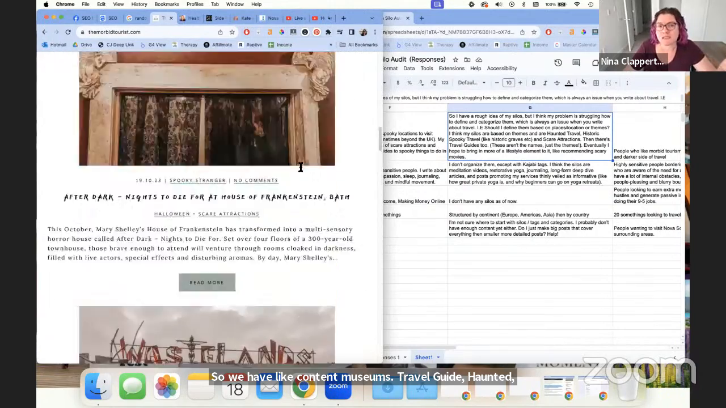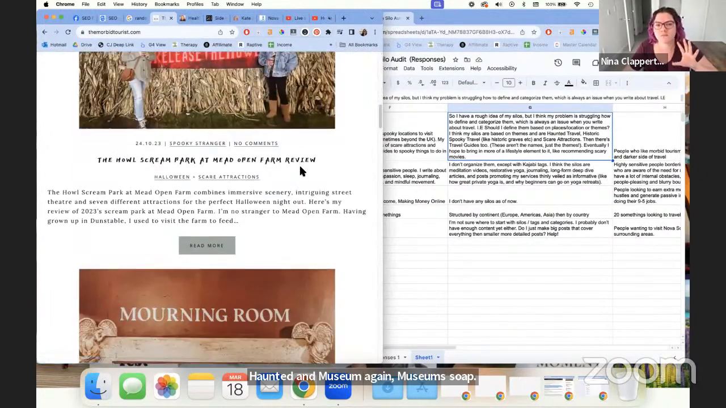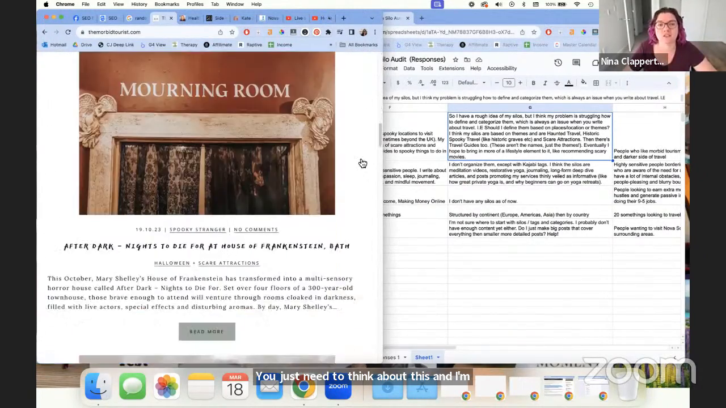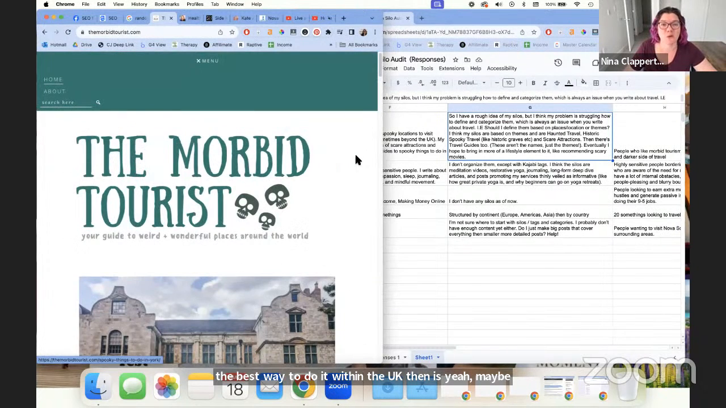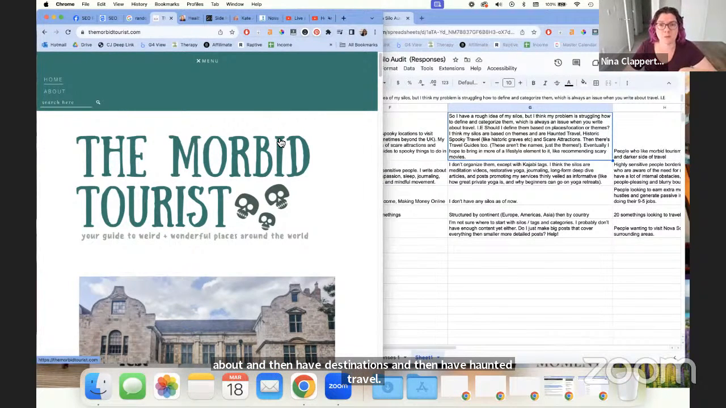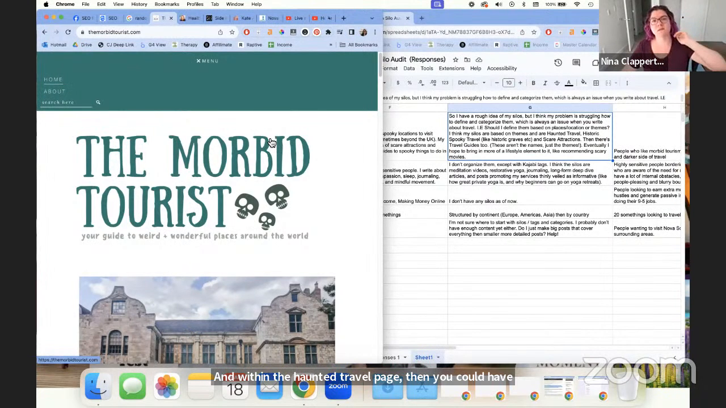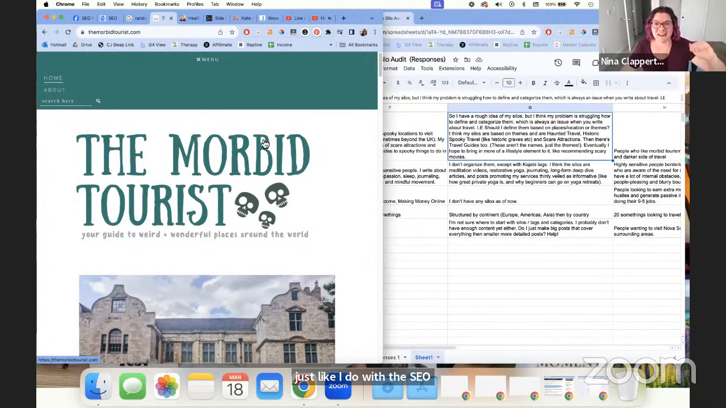So you just need to think about this, and I'm going to go off my vague knowledge of this, but I would guess that the best way to do it within the UK then is, yeah, maybe skip the destinations, maybe go with the travel style. The easiest way to include both would be to have home, about, and then destinations, and then haunted travel. And within the haunted travel page, you could have, just like I do with the SEO page, headers of museums, or the other ones, graves.